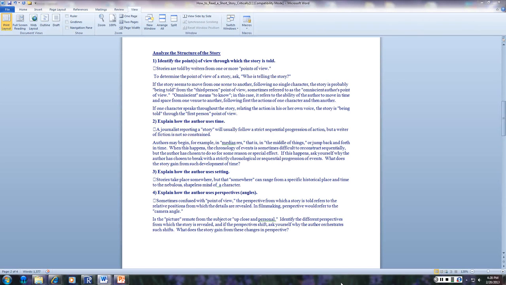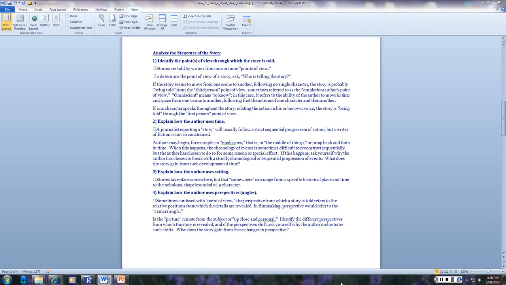The second thing about the structure is how the author uses time. Is it a sequential progression? That is, do we start at the beginning and end at the ending? Or do we start in the middle? In medias res, which is Latin, which means in the middle of things. Do we start in the beginning and then go back in time? Sometimes this is done for effect, but we need to look at how the author uses time.